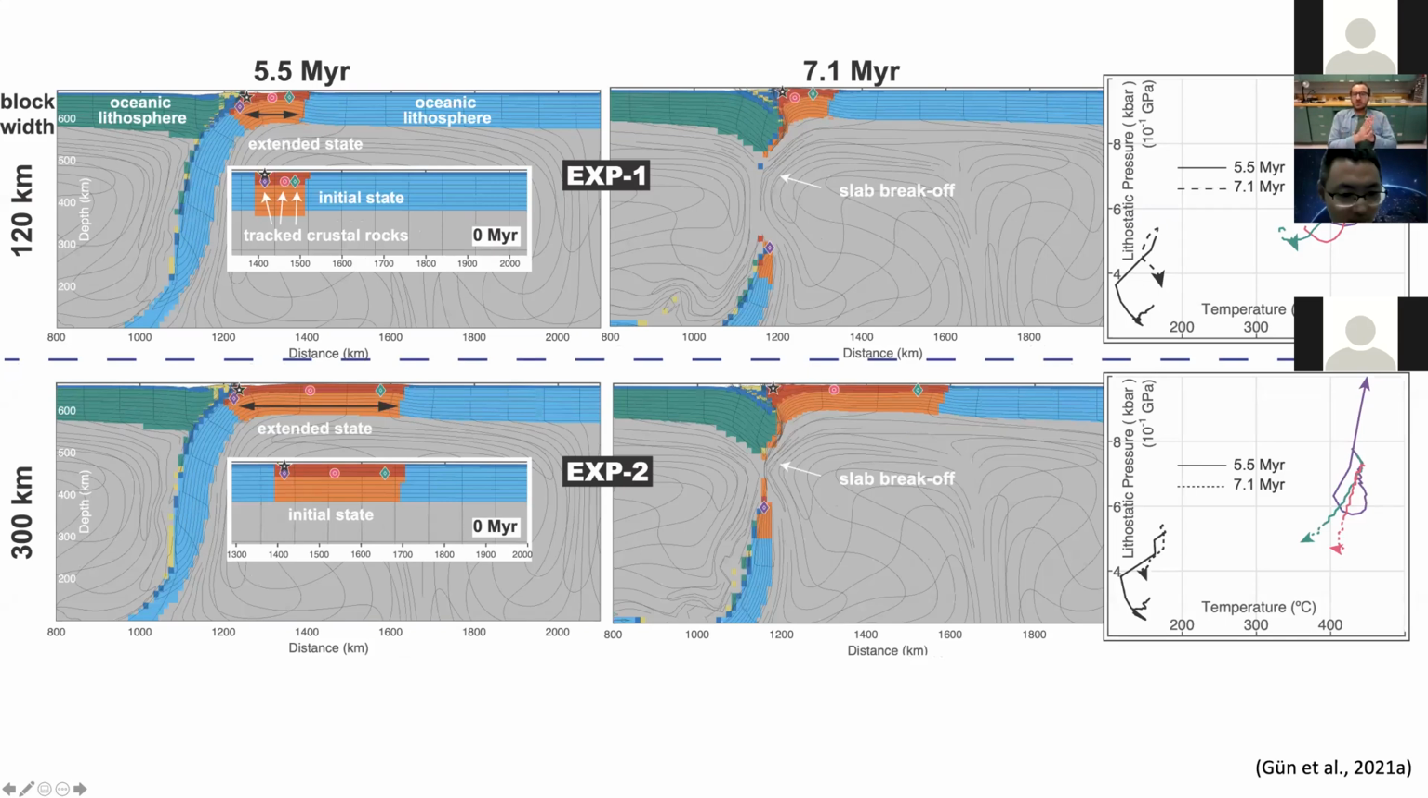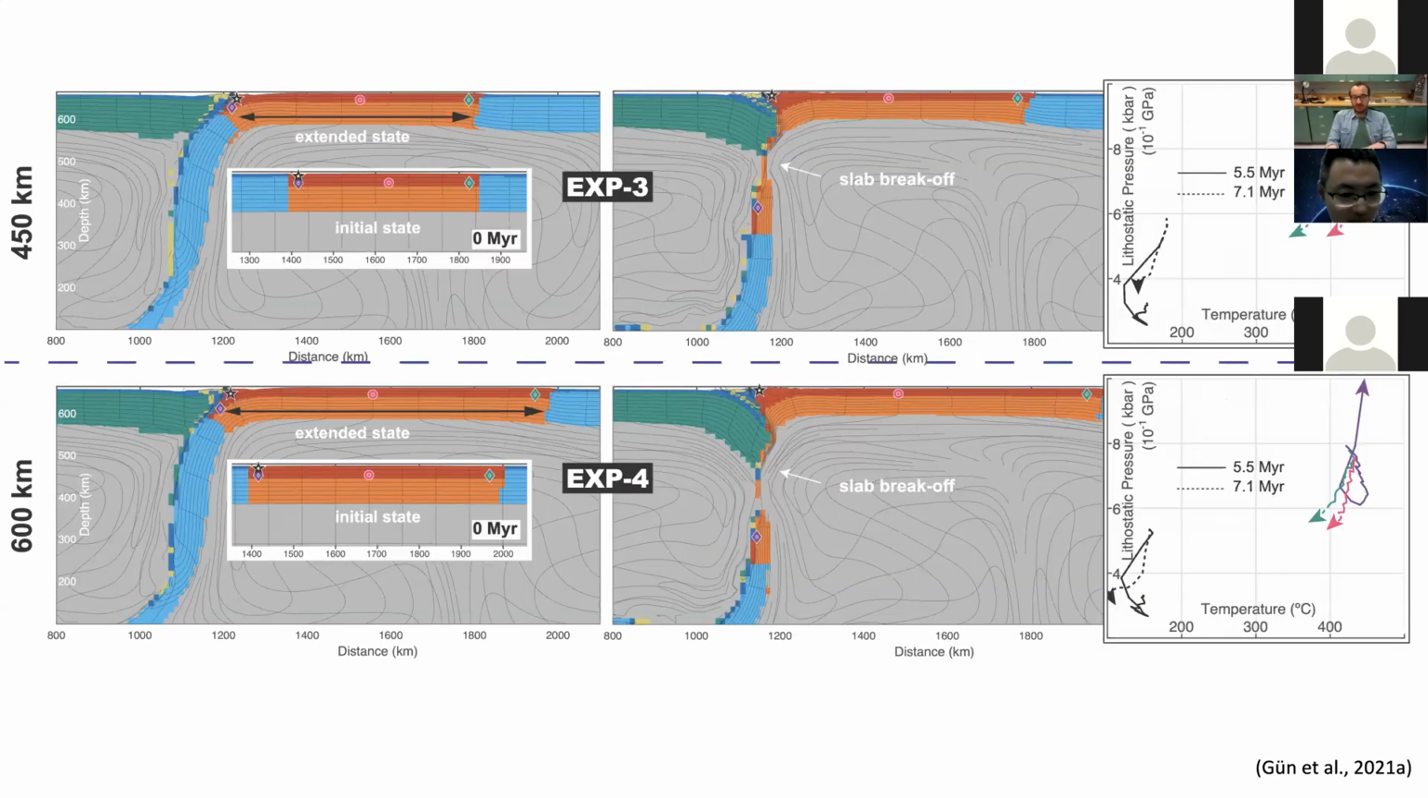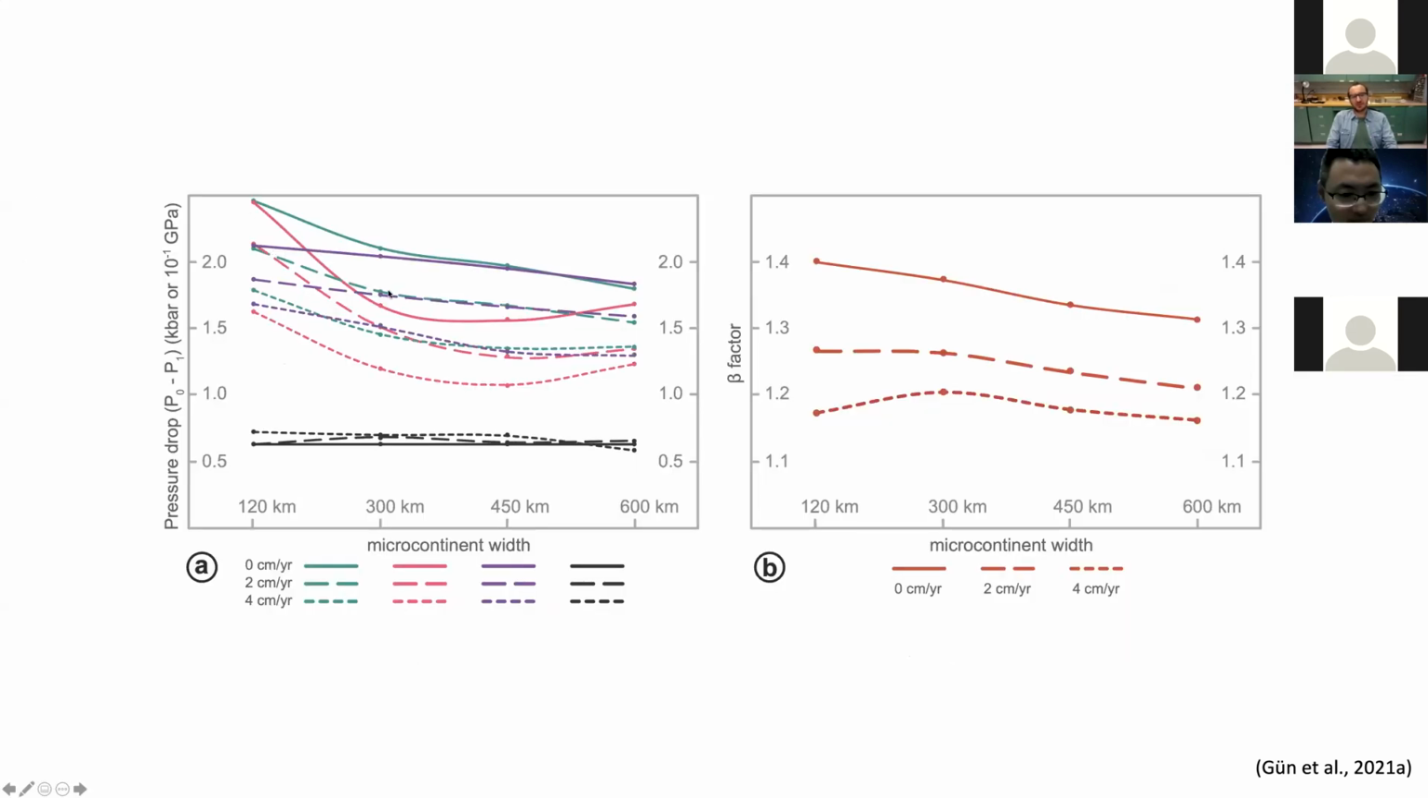Okay, so then to understand what is happening, is there any relationship between these experiments, the size and the convergence velocities? We came up with these graphs. On the left side, you see individual pressure drops in these tracked rock packages. It's a little bit complicated to read. Let's focus on the right side of the figure.